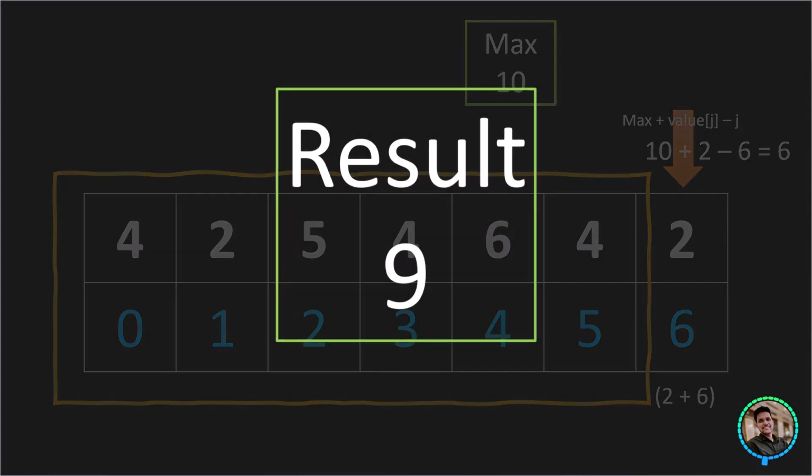Finally we get the result as 9. 9 is the maximum possible value that you can get from the sightseeing pair using this particular input.